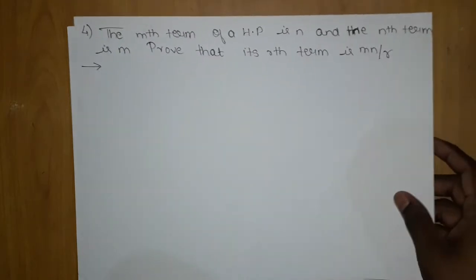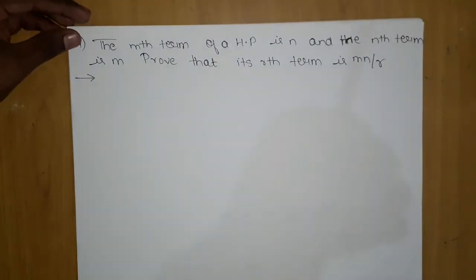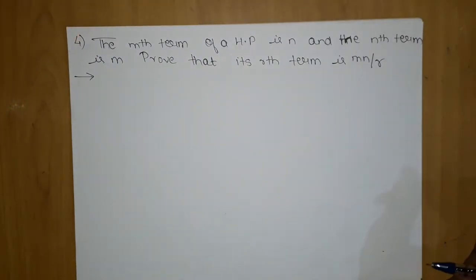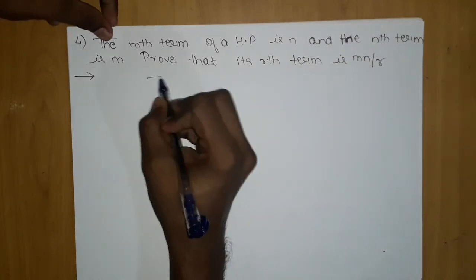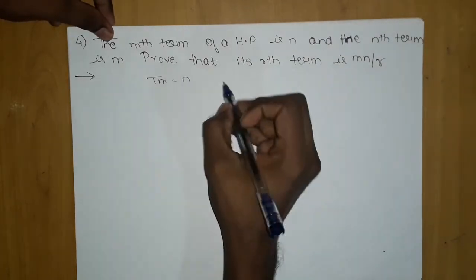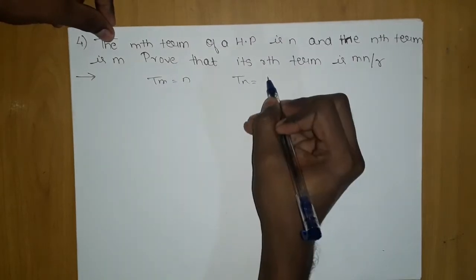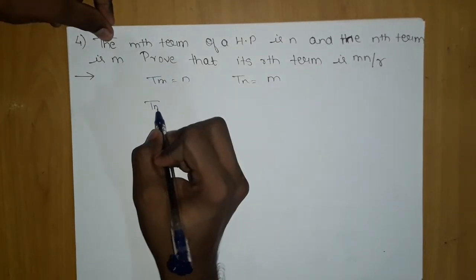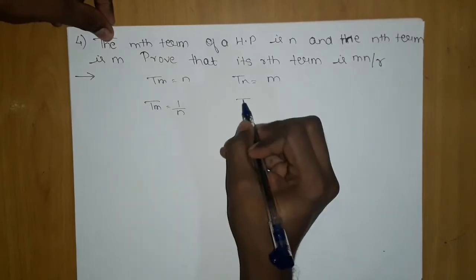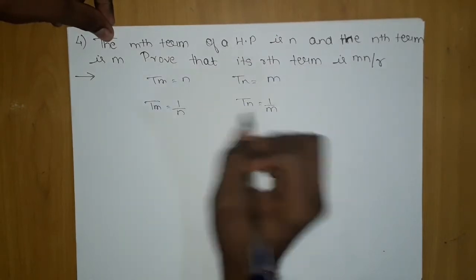The next question is this fourth question. The mth term of an HP is n and the nth term is m. Prove that the rth term is mn by r. So Tm is n in HP and Tn is m. So in AP, Tm will be what? 1 by n. Tn will be what? 1 by m.